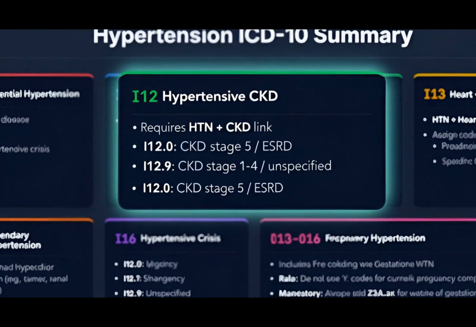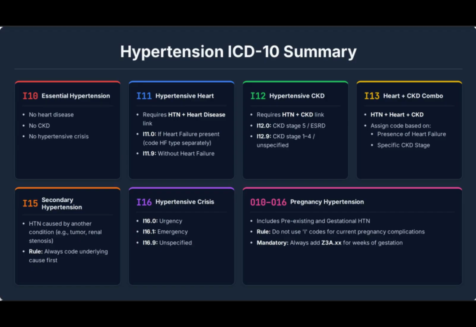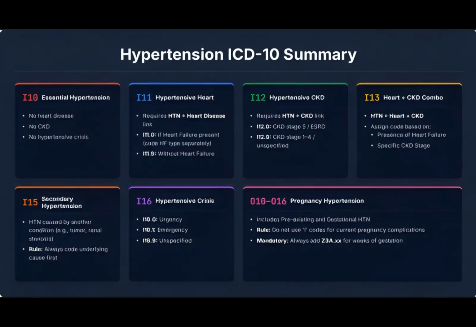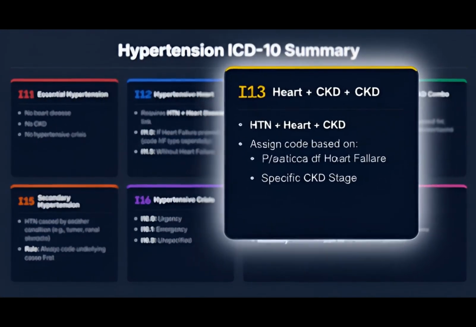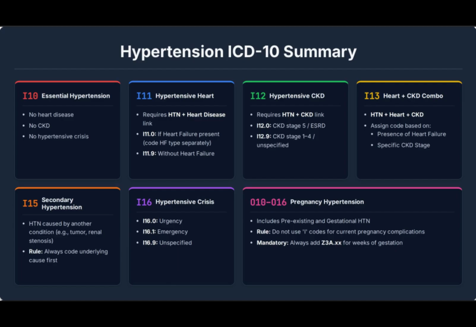I-12, hypertensive CKD. Choose I-12 when hypertension and CKD are both documented. Stage 5, or ESRD, goes to I-12.0. Stages 1 through 4, or unspecified, goes to I-12.9. I-13, hypertensive heart and CKD combination. Select these codes when both hypertensive heart disease and hypertensive CKD are present. Choose the correct I-13 code based on whether heart failure is present and the CKD stage.